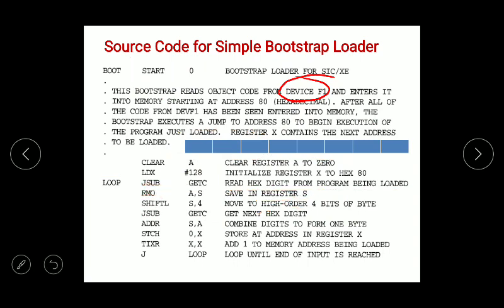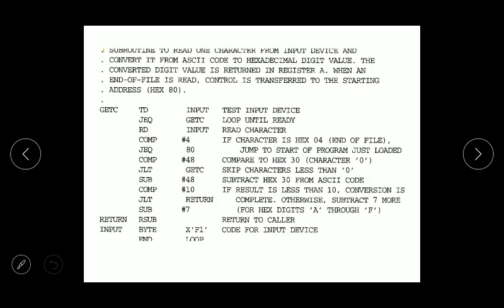Next, read the second character, store it into the memory. Like that, we have to repeat till we read all the characters. Now, getC function, how it works. getC is the subroutine to read one character from the input device and convert it from ASCII code to hexadecimal digit value. The converted digit value is returned in register A.